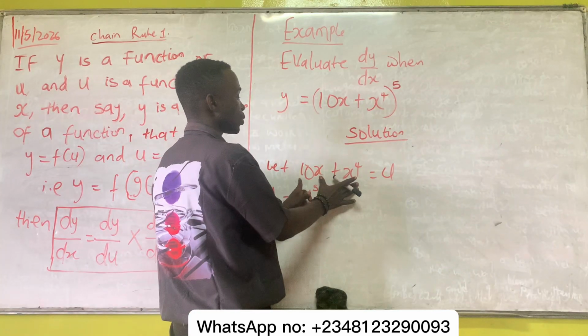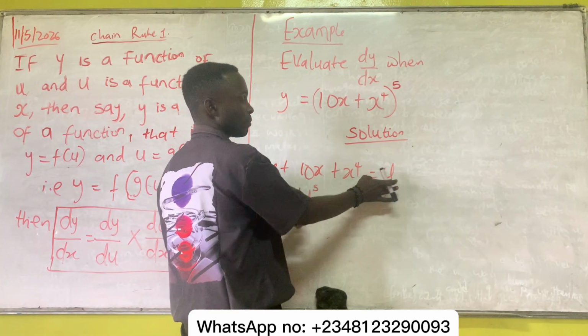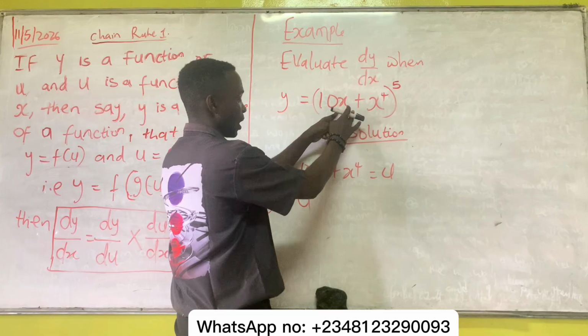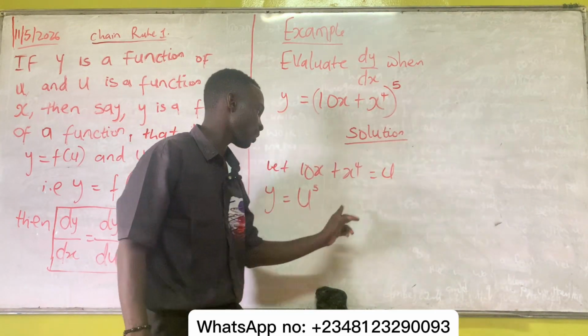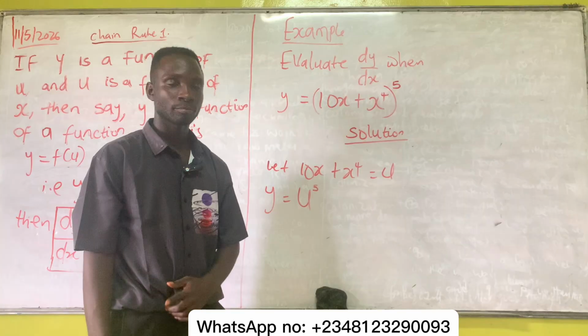Because we said that what you have in the bracket, which is this, be u, in place of what we have here we simply substitute u. Remember, everything has the power of 5.